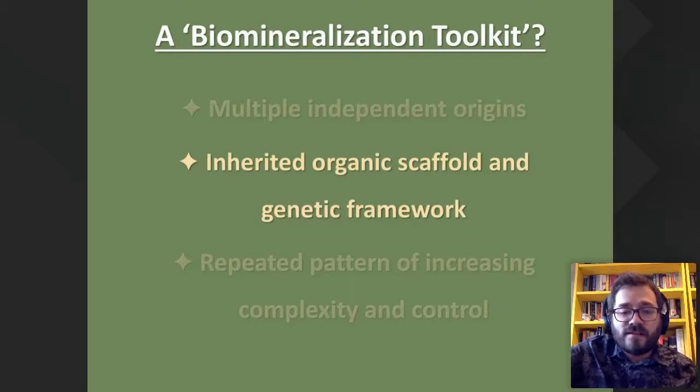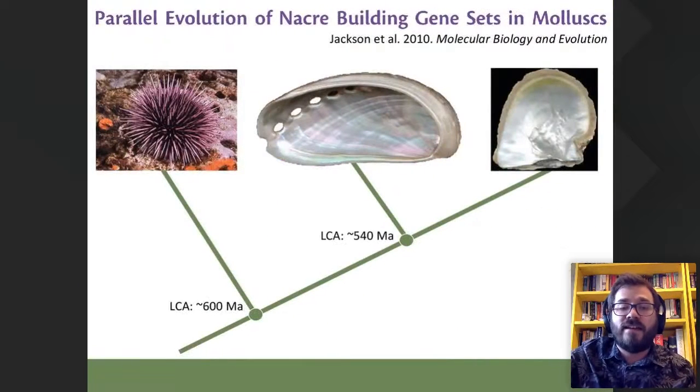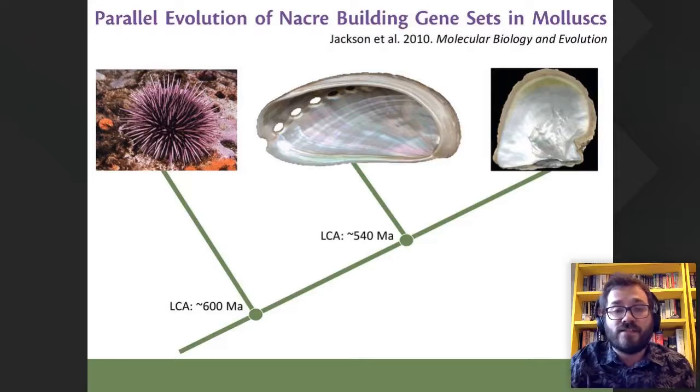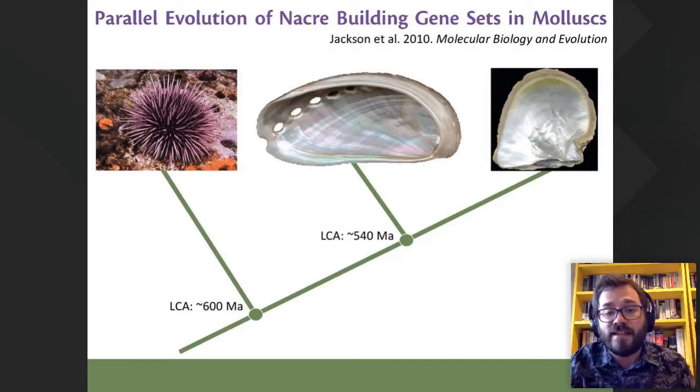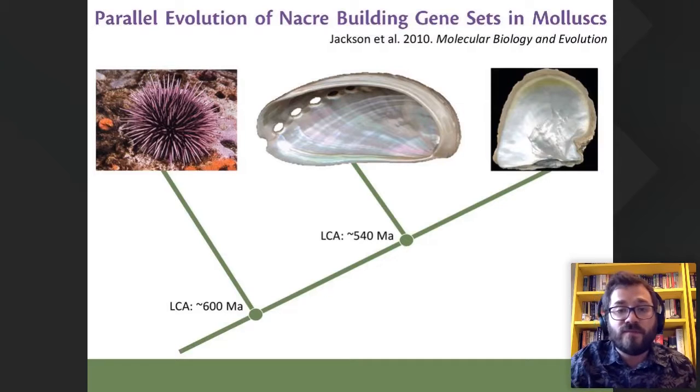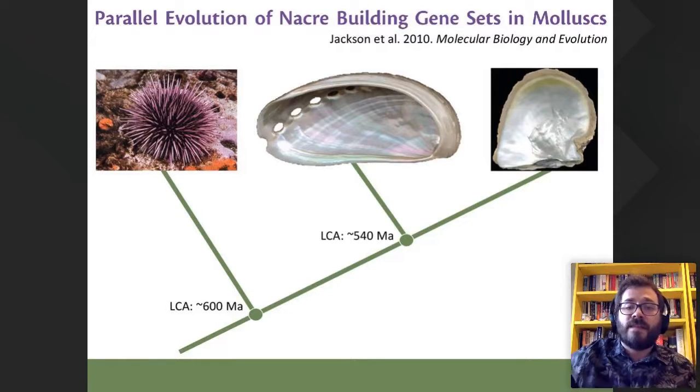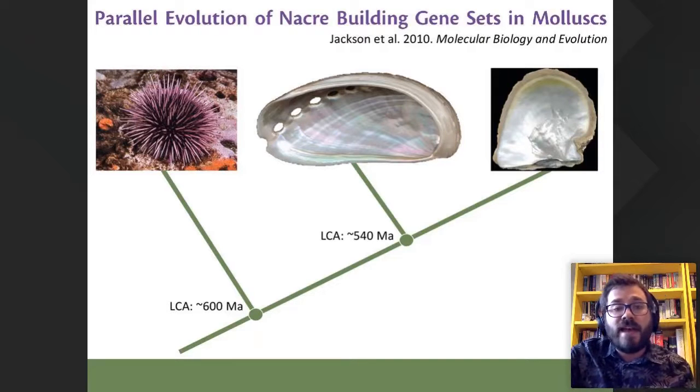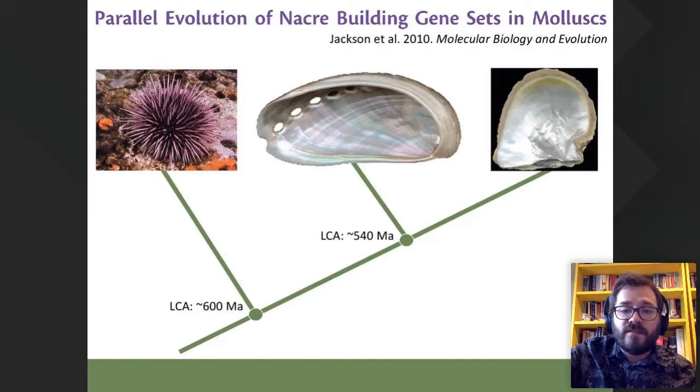So we can't get the genes out of extinct organisms, very sadly, but we can look at their descendants. And there's been a number of studies over the last 10 years or so that have been doing exactly this. So just one example, one of the early examples of doing this from 2010: Dan Jackson and colleagues compared the genes required to build a nacre or mother of pearl in these two mollusks.